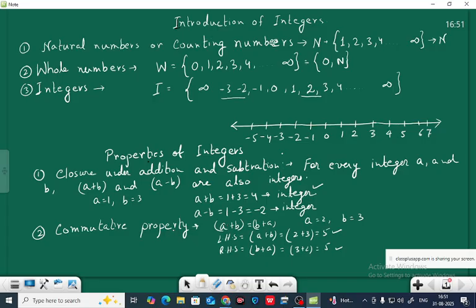Now the next one is the associative property. After the commutative property, we will look at the associative property. Number 3 is the associative property.